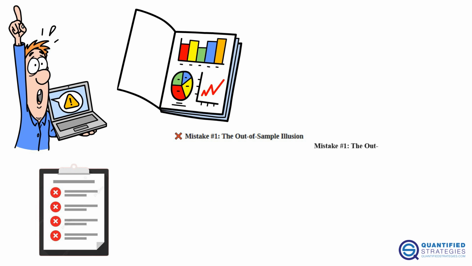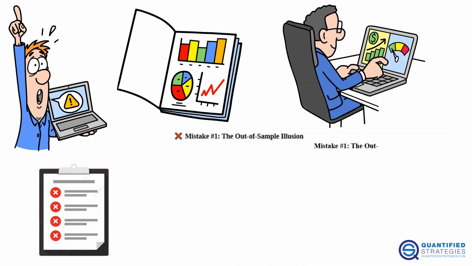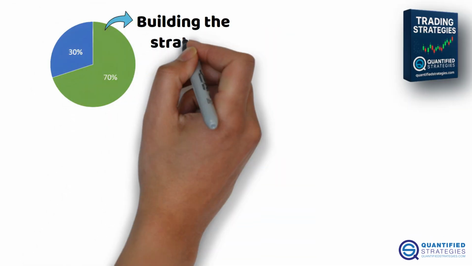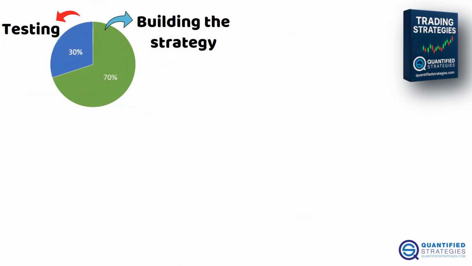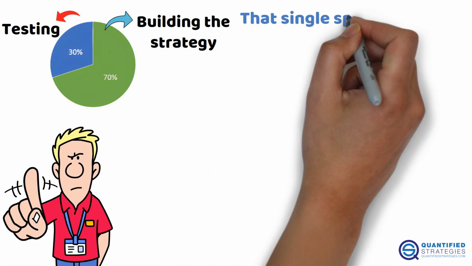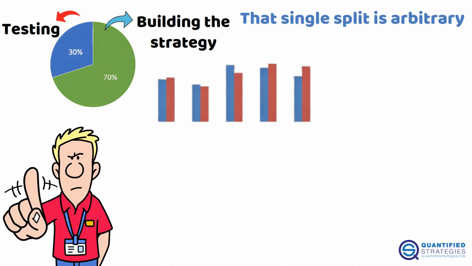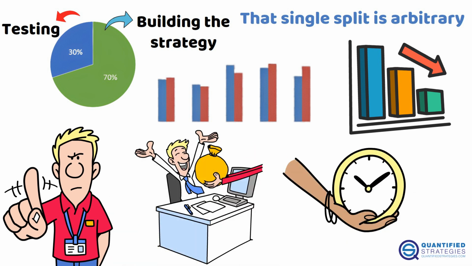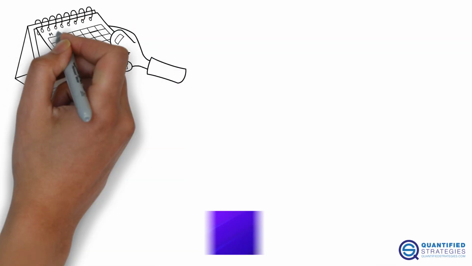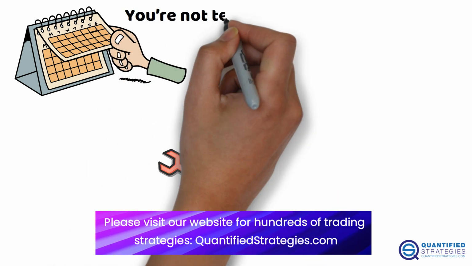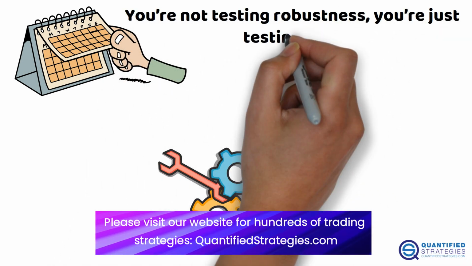Mistake number 1, the out-of-sample illusion. Most traders do this. Split the data once, say, 70% for building the strategy and 30% for testing. Sounds reasonable. It's not. That single split is arbitrary. Your Sharpe ratio, drawdowns, and returns are now tied to one random point in time. Shift that split a few months in either direction, and your system looks totally different.